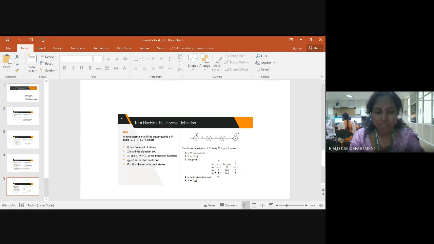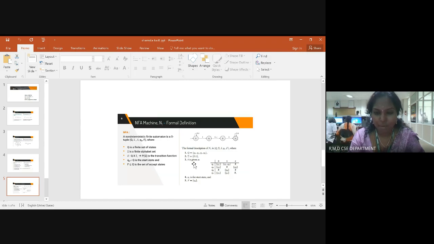Here, the example for the NFA is given in diagrammatic format. From the transition diagram we are going to find out Q, sigma, delta, Q naught, F. Q is a finite set of states, as I said: Q1 state, Q2 state, Q3 state, and Q4 state. Sigma is 0 and 1. Delta is a transition from one state to another state when the input is 0, when the input is 1, and when the input is epsilon.